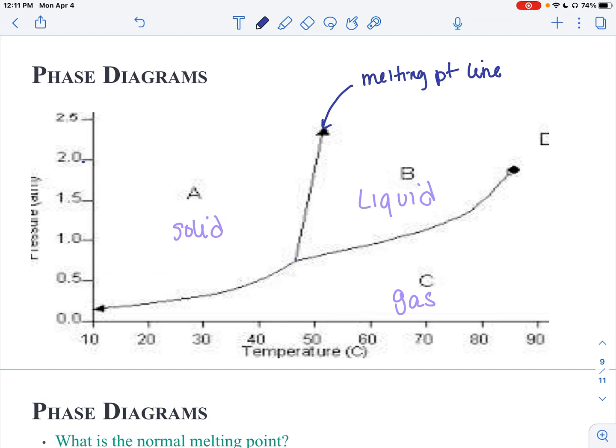Same thing over here, we have a boiling point line, and that can also change based on the pressure, and it's even a little more dramatic than our melting point line. Right here, we have what's called the triple point. That's where solid, liquid, and gas will all be present for a particular substance. It's a specific temperature and a specific pressure.